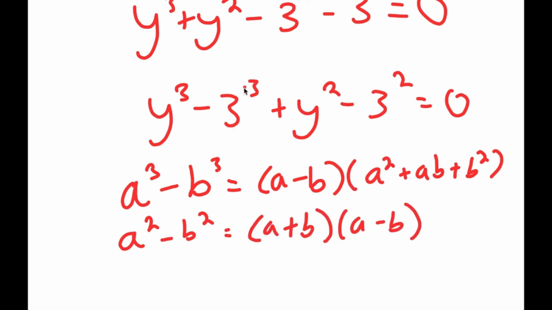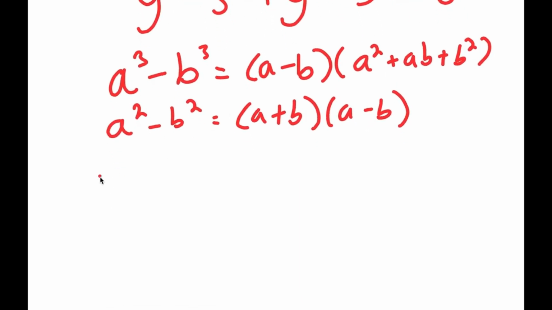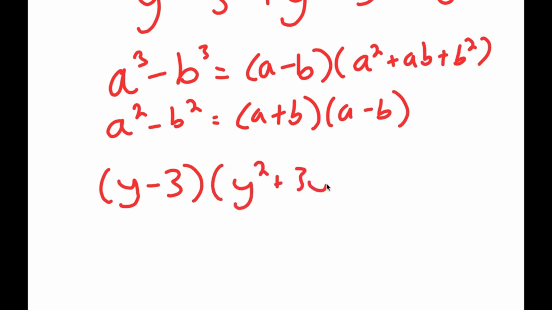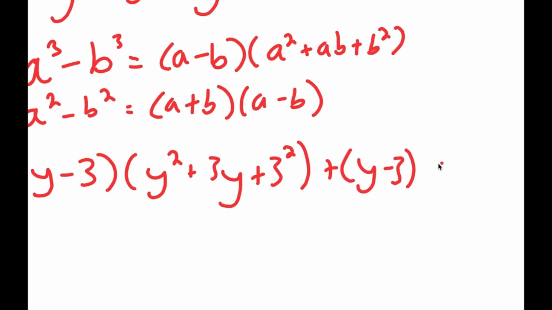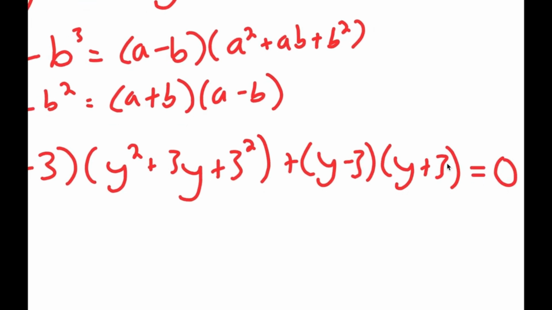So y to the power of 3 minus 3 to the power of 3, we can rewrite as y minus 3 times y squared plus 3y plus 3 squared. And then now I have this plus y minus 3 times y plus 3 is equal to 0.